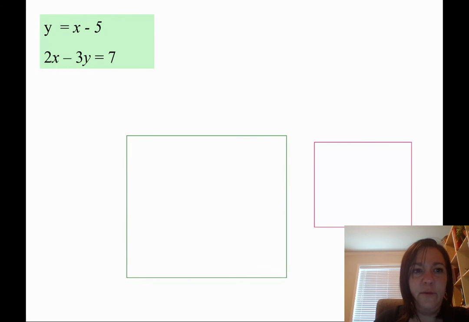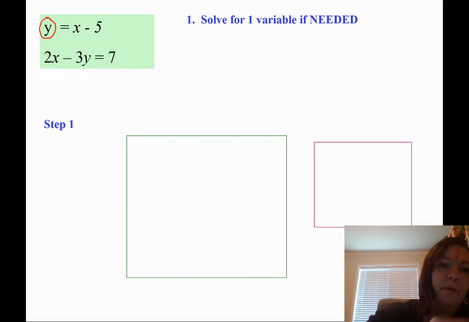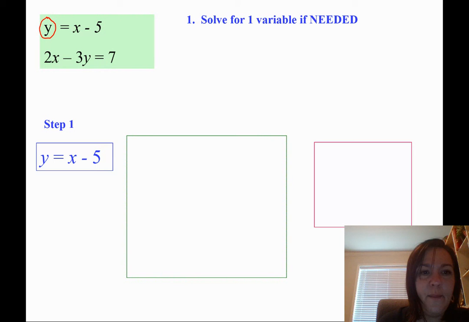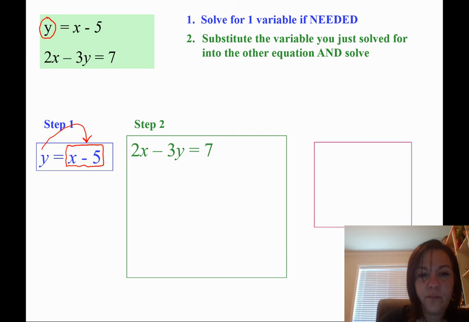Next one, I have two equations, and I'm trying to figure out where they meet, or the one point that they have in common. Step 1, solve for a variable if needed. Well, I don't need to. Look, this one's already set up for y. y equals. Okay. Step 2, I'm going to substitute this in for y. So right here, I've got to sub for y. I'm going to plop that x minus 5 in there.